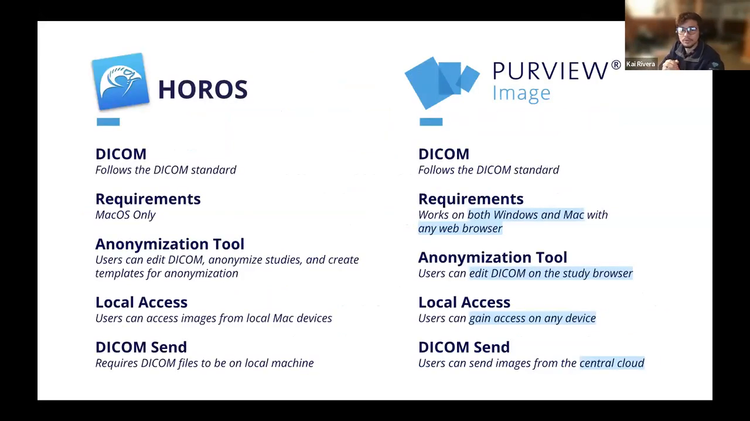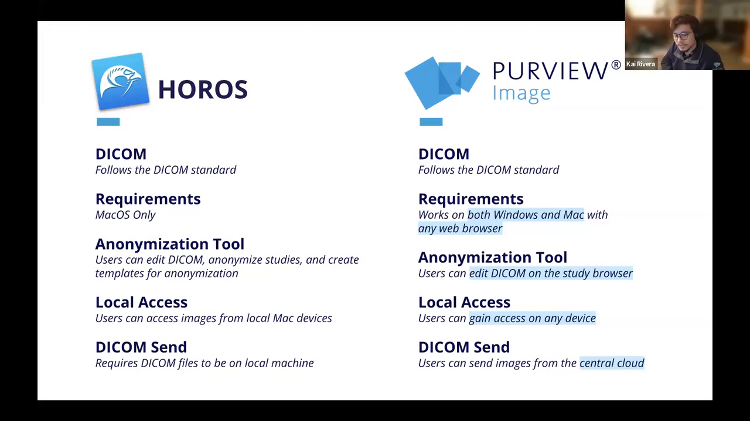So, quick comparison between Horos and Purview image. You'll see on the left, Horos, of course, follows the DICOM standard. It uses DICOM files that are generated at the machine. And Horos has a lot of powerful tools since it's a locally downloaded program for Apple Mac devices, right? Additionally, there are some other tools that might be helpful for users, such as anonymization. You can change the metadata on the images as needed. That's why it's often used for research and things like that.